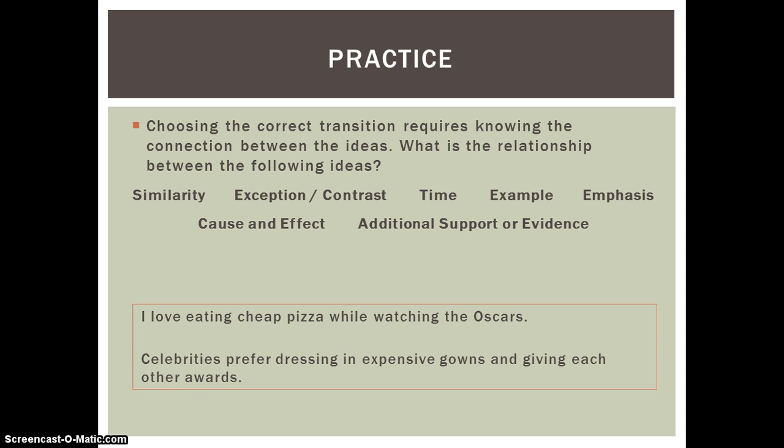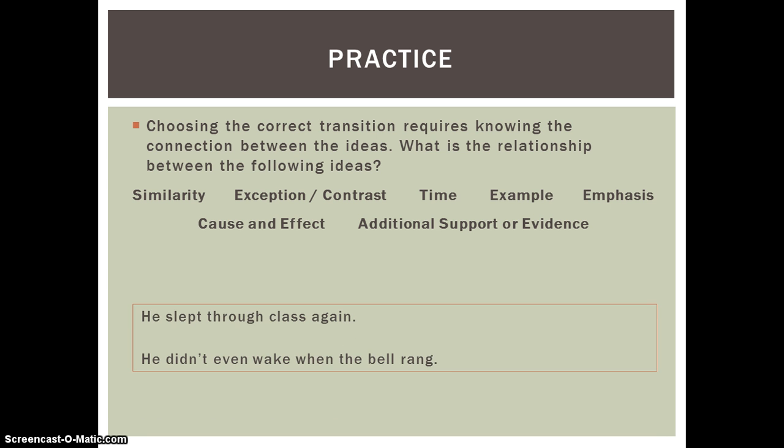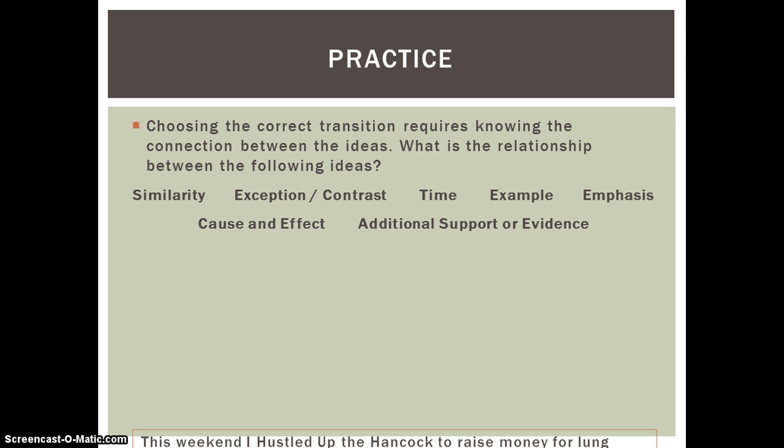Another example here. I love eating cheap pizza while watching the Oscars. Celebrities prefer dressing in expensive gowns and giving each other awards. Which type of transition is this? This is an exception contrast, of course. Why like this and they like that? It's a difference. What about he slept through class again? He didn't even wake when the bell rang. This is an example of emphasis. Or you could say that's an example, or you could say it's additional support or evidence. All of those work.